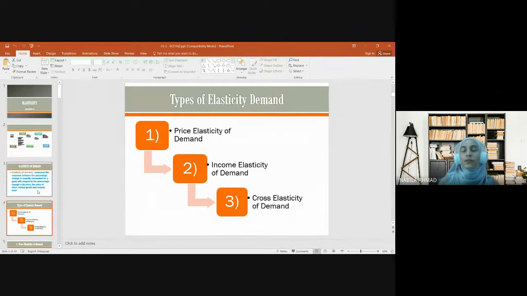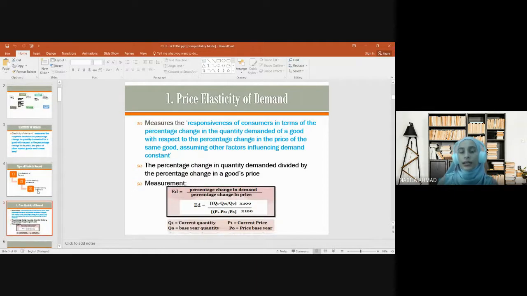Therefore, there are 3 types of elasticity of demand that we're going to learn. Okay, so number 1 is price elasticity of demand. Maksudnya, when price changes, what will happen to the quantity demanded of a good in percentage. And second is income elasticity of demand. When income changes, what happened to the demand for particular goods and services in percentage. And the third type is cross elasticity of demand. When the price of other good changes, what happened to the demand of the other good in percentage. Okay, so kita pergi dulu the first type, which is price elasticity of demand.